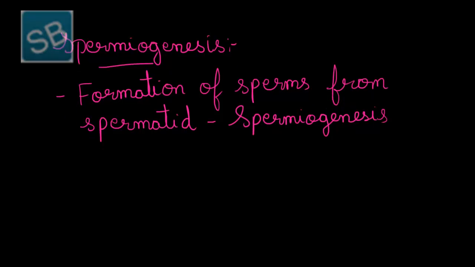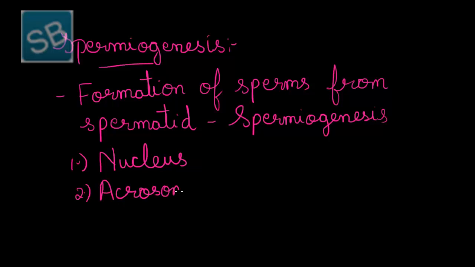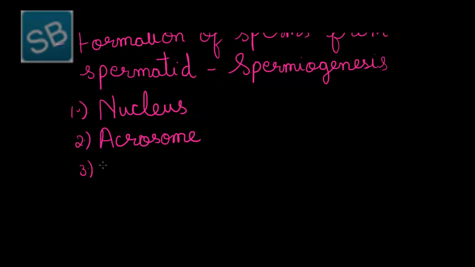This process is further divided or can be exhibited in three stages. First, nucleus formation. Second, acrosome formation. And third, centriole formation. That is, with the development and formation of these three, the sperm finally gets produced. Let us start with the first, that is change in nucleus. That is how the nucleus gets formed.